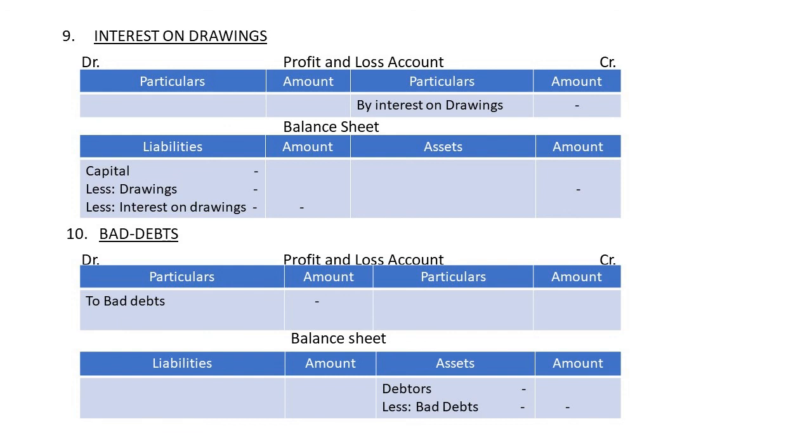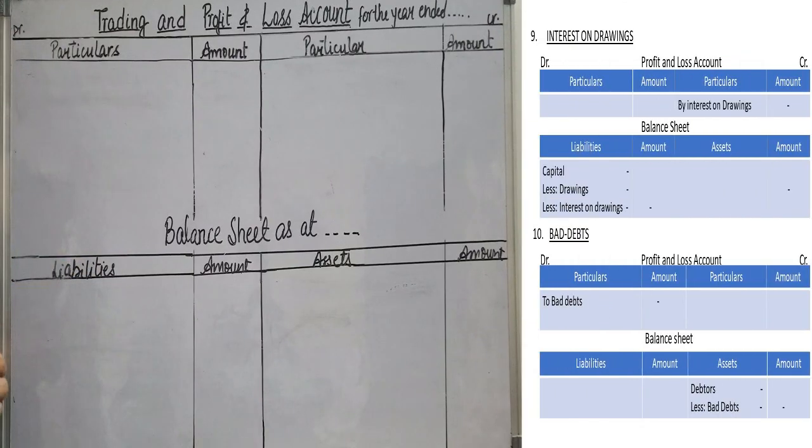So now let's just come back to the point. If it is given in the adjustments, then the second treatment will be that it will be deducted from the debtors on the asset side of the balance sheet. Now for bad debts, I am taking the second case. So let's assume that debtors in the trial balance are shown at rupees 1 lakh, and then in the adjustments it is given that to write off rupees 1,000 as bad debts.